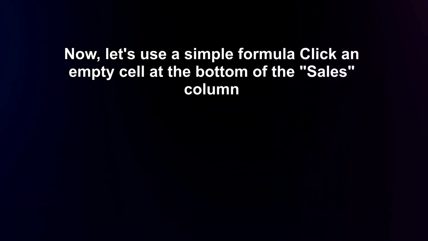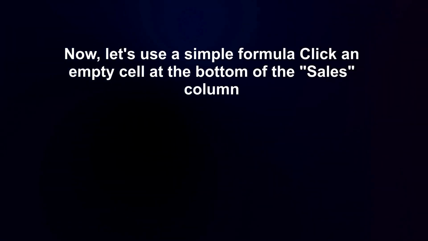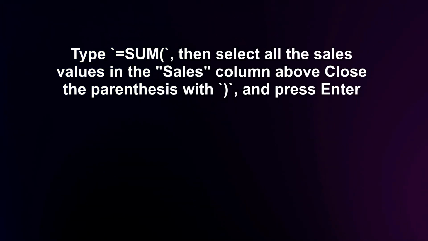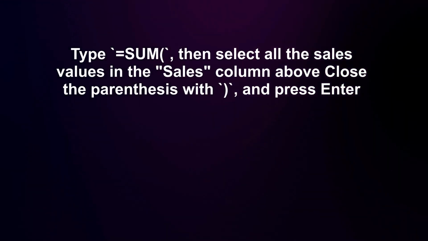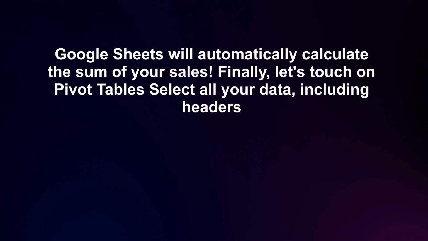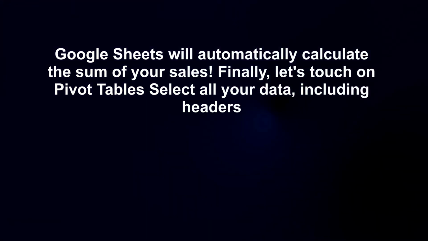Now, let's use a simple formula. Click an empty cell at the bottom of the sales column. Type equals sum, then select all the sales values in the sales column above. Close the parenthesis and press enter. Google Sheets will automatically calculate the sum of your sales.